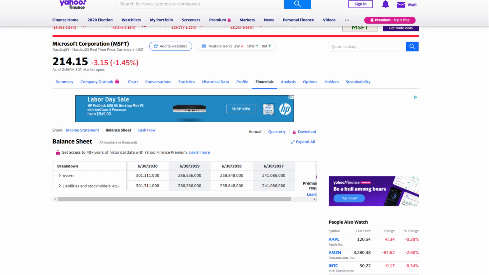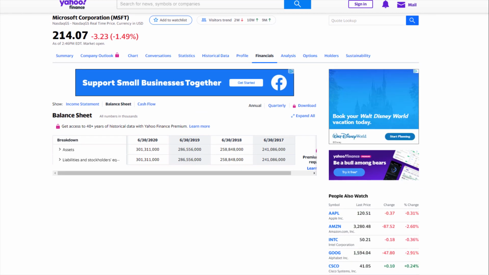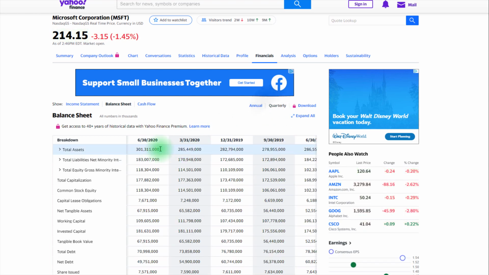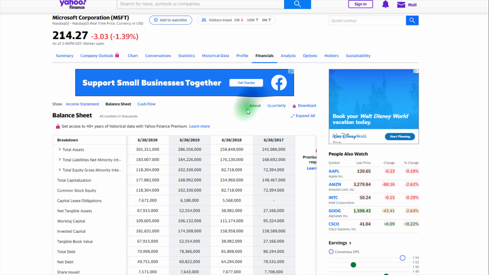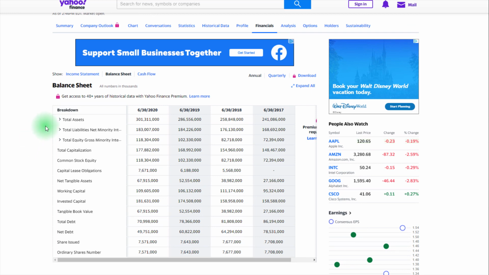You'll see a similar breakdown to what we just talked about. You have the assets on top, and then the liabilities and stockholders' equity on bottom. Those equal each other. You can see that every single year they are the exact same. And you could switch to quarterly if you wanted to get a quarterly breakdown of each of those. But for our purposes here, we'll just look at the annual breakdown.